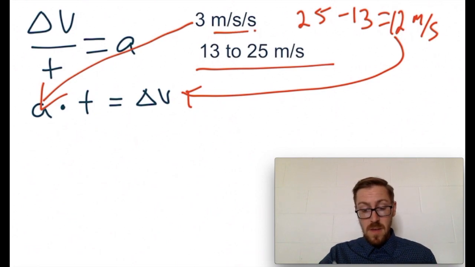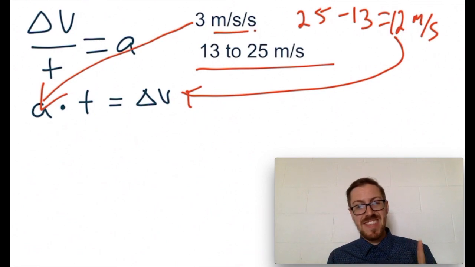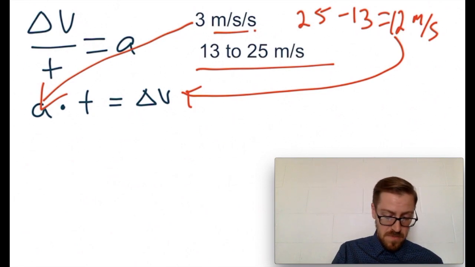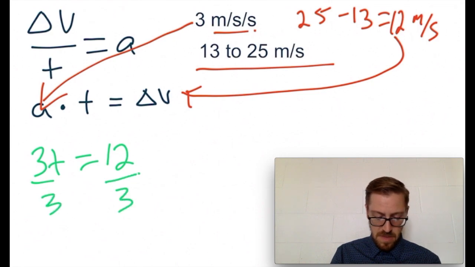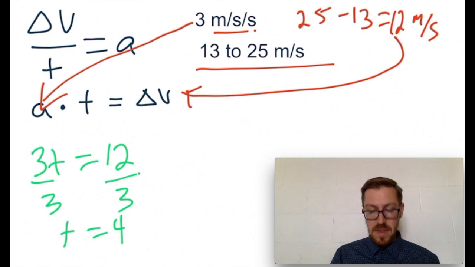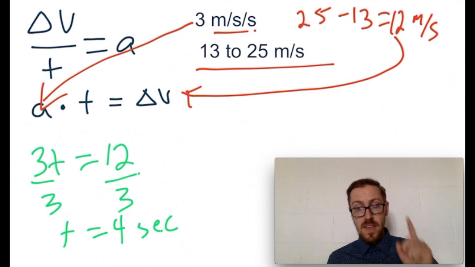So now if I plug all my numbers where they go, I just had to do an extra step to get my change in velocity. So now I just plug these numbers where they go. 3 times t equals 12. Very easy math. Divide both sides by 3. T equals 4. And since it's a time that I'm finding, seconds. Got one more example.